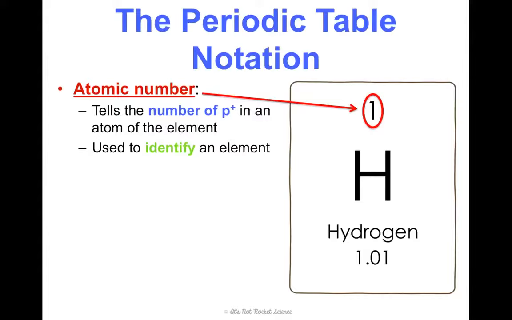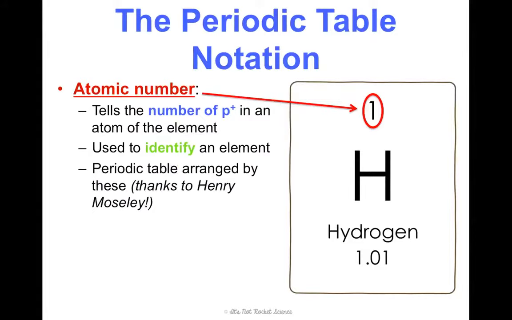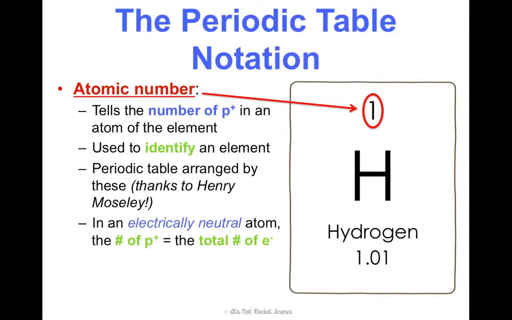Now, someone always asks, what if its number of protons changes? Well, then it is no longer that element. Like if hydrogen were to somehow gain another proton, it's no longer hydrogen, it is now helium. So that's really important. Again, the periodic table is arranged by these atomic numbers, thanks to Henry Moseley. And in an electrically neutral atom that doesn't have an overall charge, the number of protons, this atomic number, is going to tell me the total number of electrons. So that's something to keep in mind.